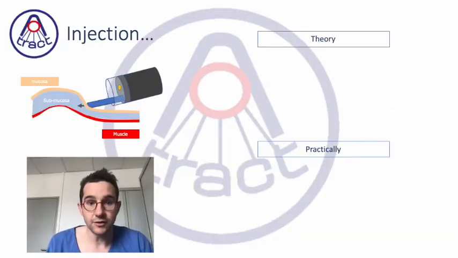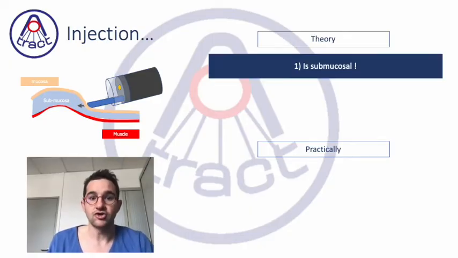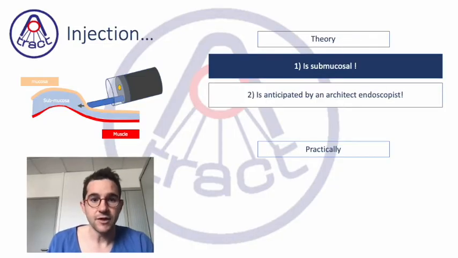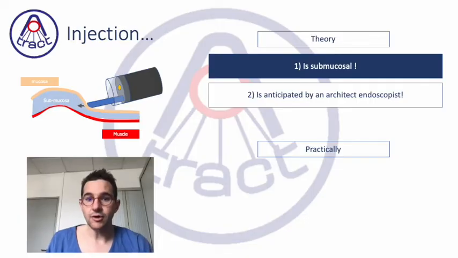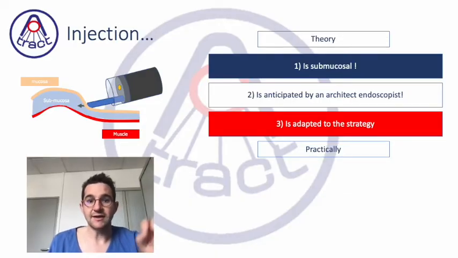So first, the theory. It is important to specify that injection should be submucosal, not under the muscle, not in the mucosa, but in the submucosal layer. We will see it. Second point, it should be anticipated by an endoscopist, an architect, able to predict what will help his resection by doing the good injection. And last, it is adapted to the strategy you will use and what you have chosen to do.